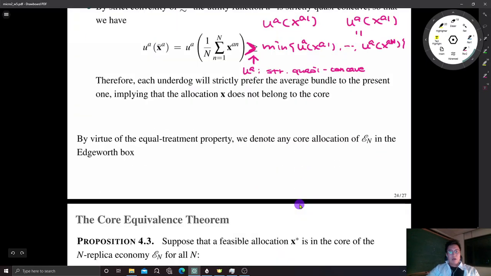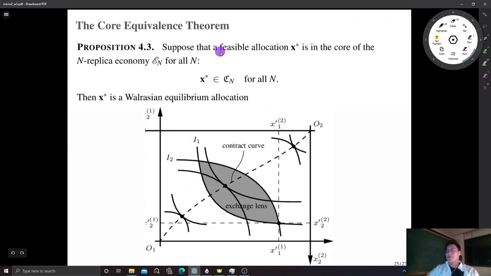Now using this property, we are going to prove the last theorem in our study of general equilibrium theory, the core equivalence theorem. The theorem states that suppose the feasible allocation x star is in the core for every n-replica economy, no matter what the number of replicas. Then x star is a Walrasian equilibrium allocation. That is sufficient for the limit of C sub n, the core in the n-replica economy as n goes to infinity, to equal the Walrasian equilibrium allocations, because we already know that C sub n is a larger set, a superset of the Walrasian equilibrium allocations.